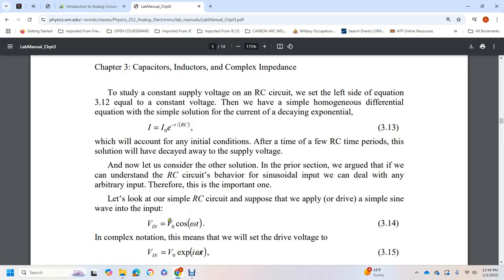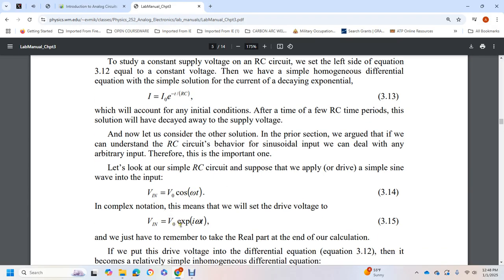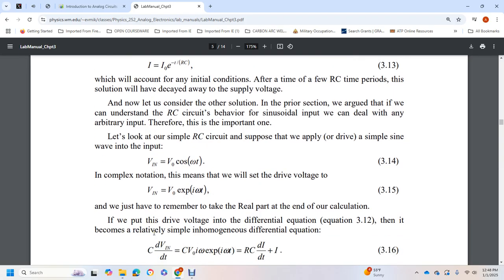with the voltage input and the voltage output equal to the cosine of the frequency times time. The notation means we use a complex drive voltage, with voltage input and voltage output in the conventional way, with the frequency times time. We just have to remember to take the real part at the end of the calculation.